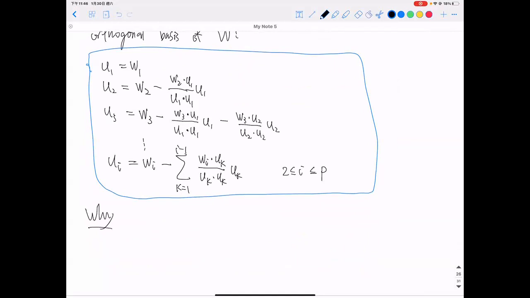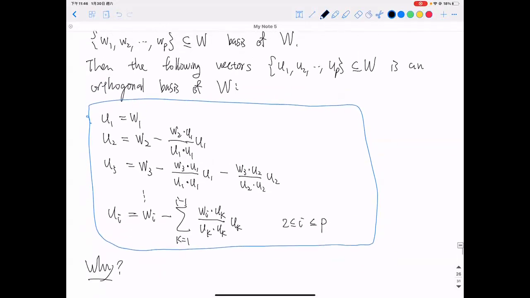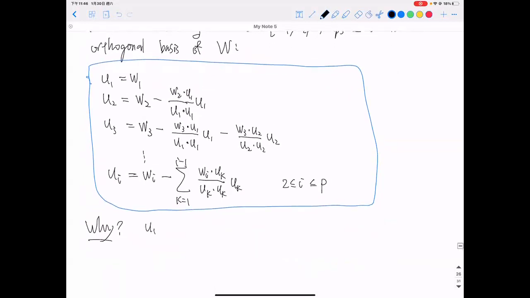Why? So you start with these W's, W1 through WP, and you want to build out of this a basis that's orthogonal. So you have to start from somewhere. So let's just declare the first vector to be W1.